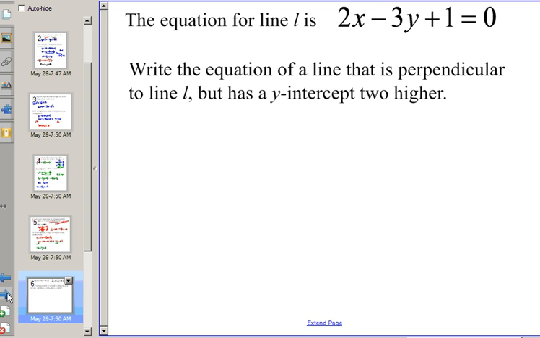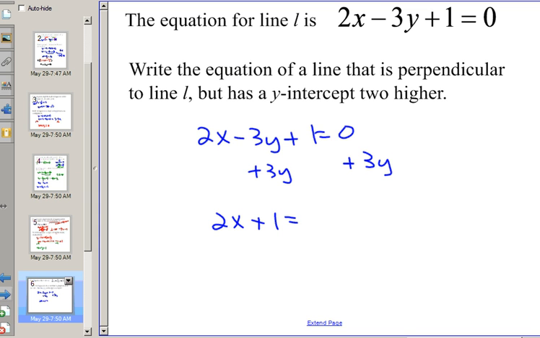All right. So now I want perpendicular to line L, but has a y-intercept that is 2 higher. So again, I'm looking for the negative reciprocal slope. So in this case, I'm going to add my 3y to both sides because I always like to go positive if I can. And I get 2x plus 1 equals 3y. And now to solve for y, I'm going to divide everything by 3, 2/3 x plus 1/3.